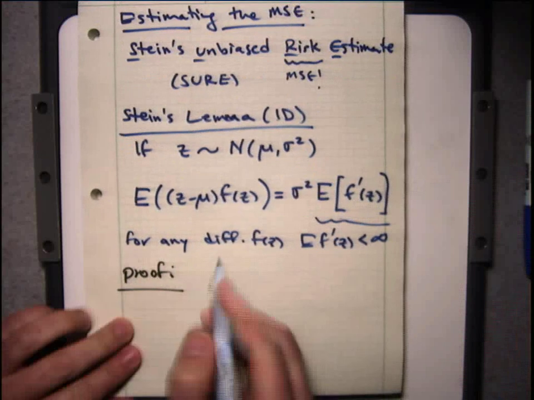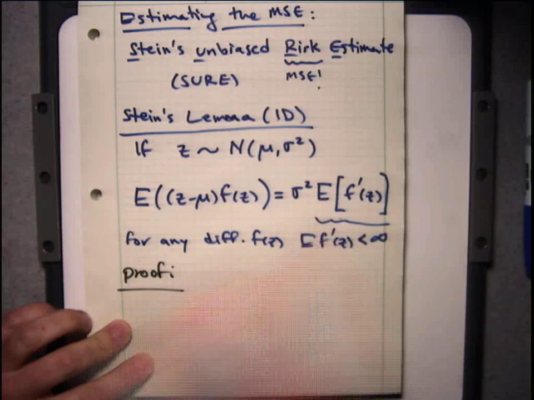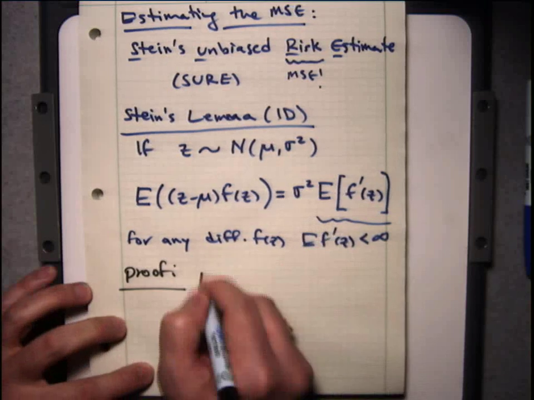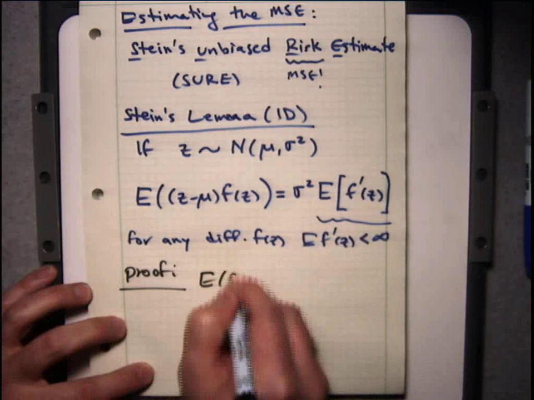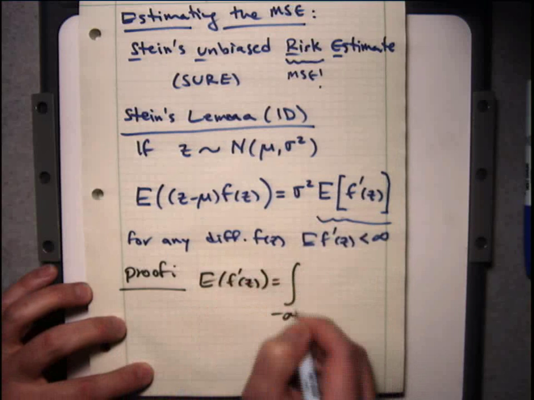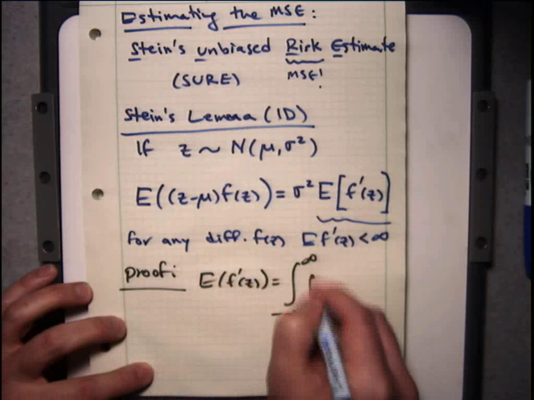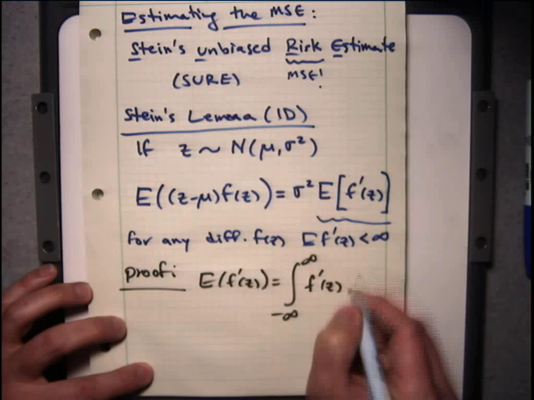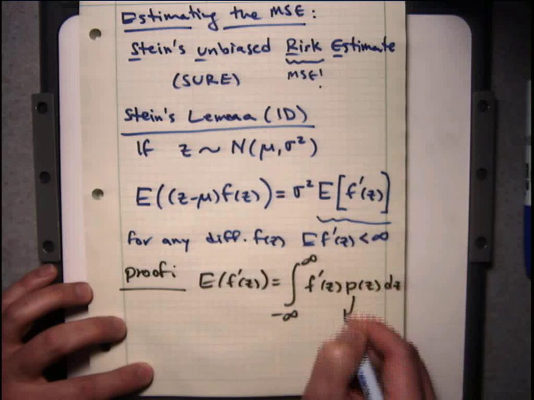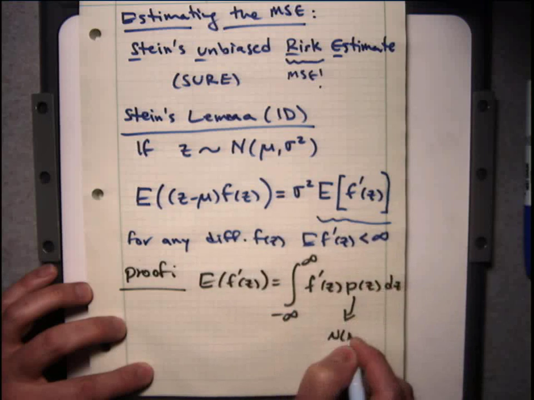The first thing to do is to look at the right-hand side and write it down as an integral. So this is the integral, minus infinity to infinity, of f prime of z, p of z, dz. And what's p of z? P of z is just a Gaussian normal with mean mu and variance sigma squared.